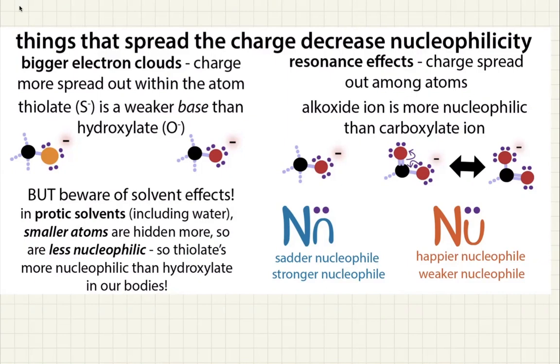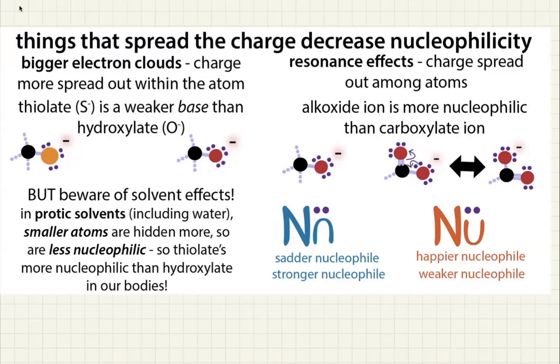Basically, this is not going to be able to spread that out. So this is going to be more unhappy. It's going to be a stronger nucleophile than the carboxylate group. And so the carboxylate group is actually pretty happy as it is. It's fine having that negative charge because it likes having that resonance. And so this is going to be a happy molecule, and it's not going to act very strongly as a nucleophile. Another way that you could spread out the charge is by having bigger electron clouds.